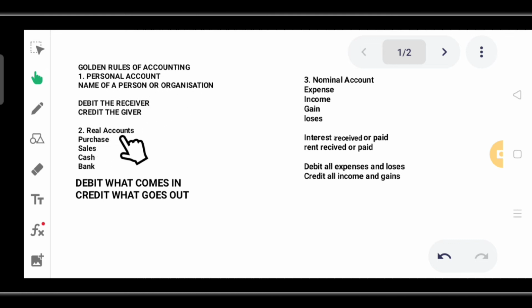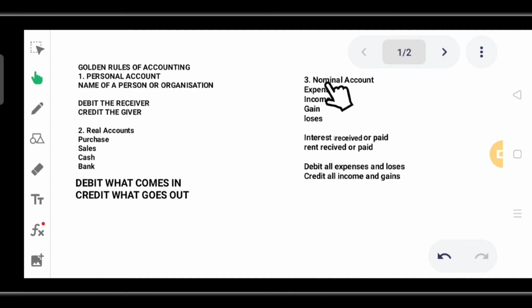Next is real account, which includes purchase, sales, cash, bank. What you have to remember in the real account is debit what comes in, credit what goes out. That's all. So much you remember. Nominal account: expense, income, gain, losses. Here you have to know interest received or paid, rent received or paid. This is just an example. And debit all expenses and losses, credit all incomes and gains.